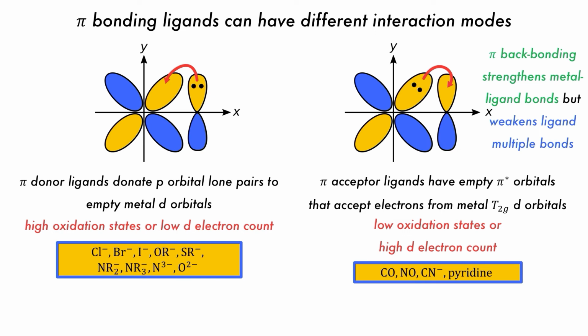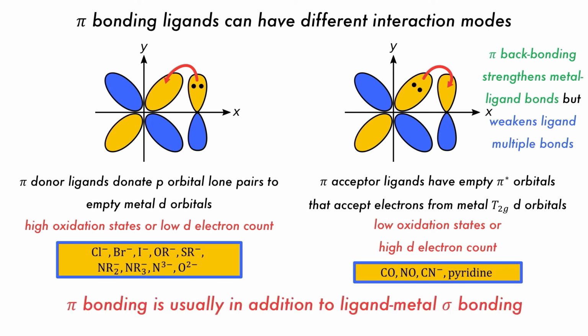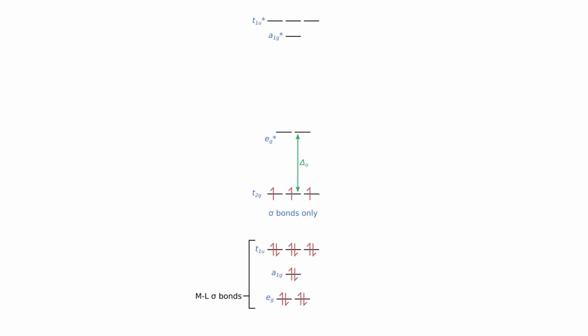Electrons from the metal T2G orbitals are donated back to the ligand pi star antibonding orbital. For the pi regime, the metal is Lewis basic and the ligand is Lewis acidic. The ligand is still sigma basic. This is a synergistic relationship. Remember that to have pi bonding, usually there must always be sigma bonding from the ligand to the metal first.